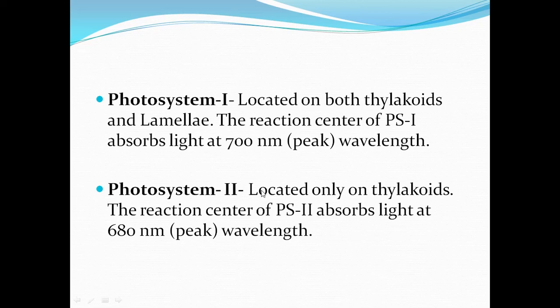Whereas photosystem 2 is located only on thylakoids. Remember, photosystem 1 is located on both thylakoids as well as lamellae, but photosystem 2 is located only on thylakoids. And the reaction center of PS2, that is photosystem 2, absorbs light at a 680 nanometer peak wavelength. At this wavelength the photosystem's absorption is maximum.